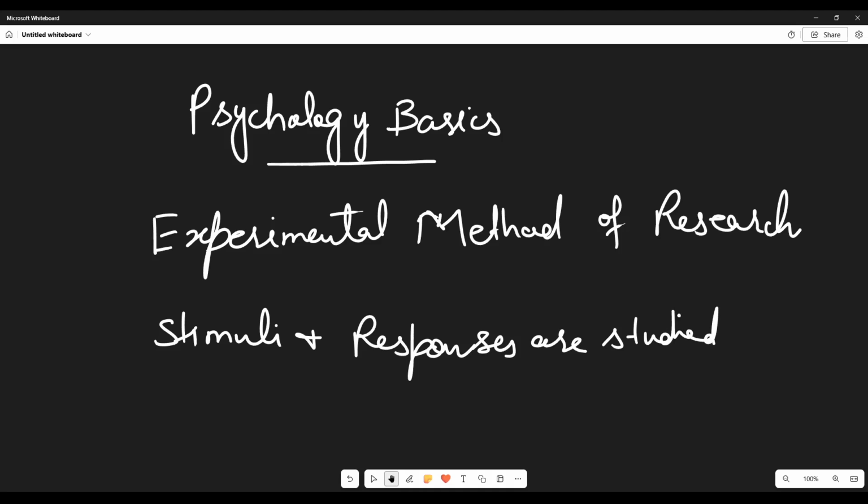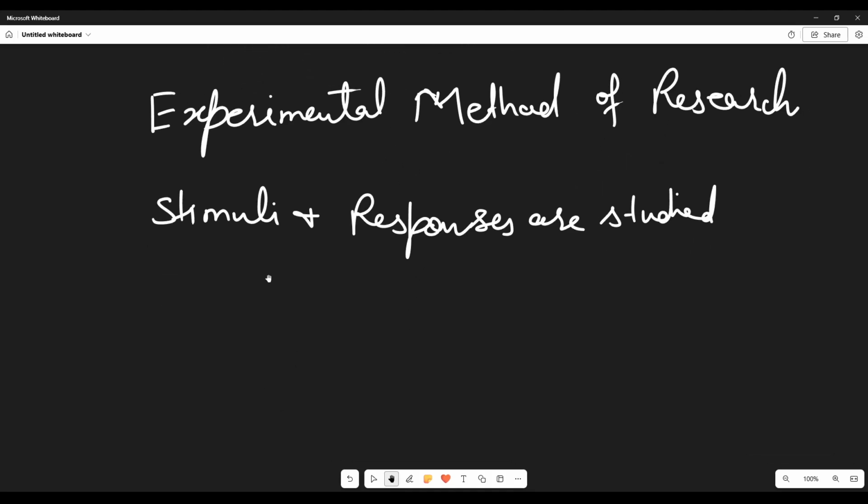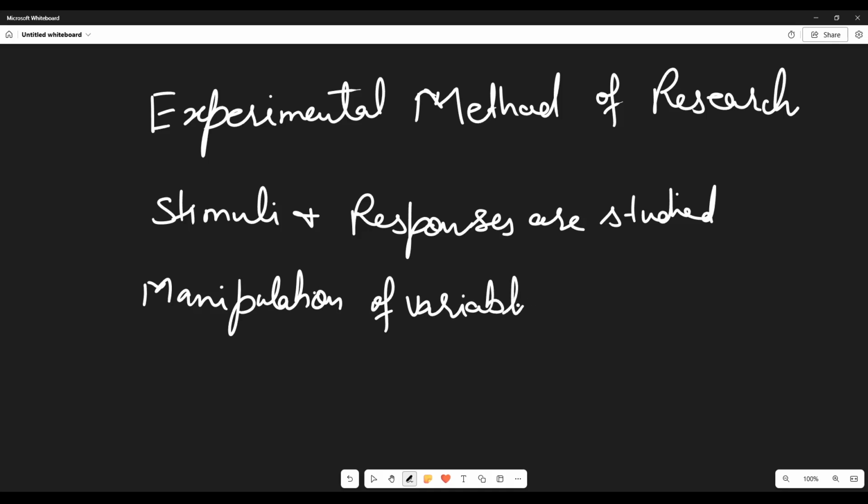In this method, the researcher manipulates the variables to determine if the change in one variable causes the change in another variable or not. So manipulation of variable is a very important element of the experimental method of research. It is the most systematic, advanced and scientific method of research that is used in laboratories.